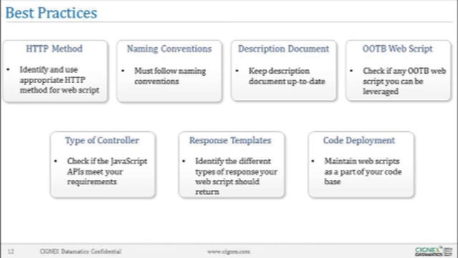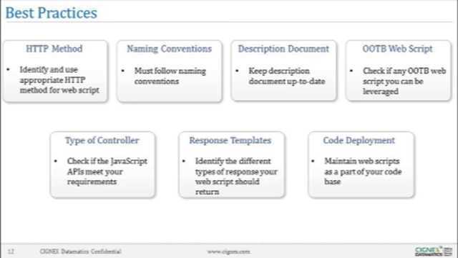Then the third thing would be the description document. You should always keep your description document up to date. In a larger code base, when you're working on a larger project wherein you have multiple web scripts and multiple developers working on the same project, by just looking at the description document, the developers should come to know what this particular web script is doing.